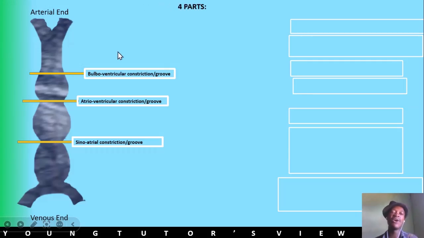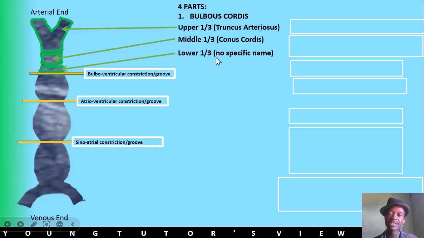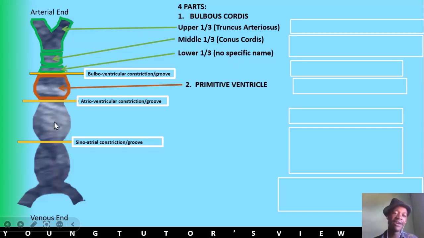The first part on the arterial end here is the bulbus cordis. This part, bulbus cordis, has three parts: the upper 1/3, middle 1/3, and the lower 1/3. The upper 1/3 is called the truncus arteriosus, the middle 1/3 is called the conus cordis, and the lower 1/3 has no specific name, but it is very important. Then here we have the primitive ventricle, here we have the primitive atria, and here is the sinus venosus.